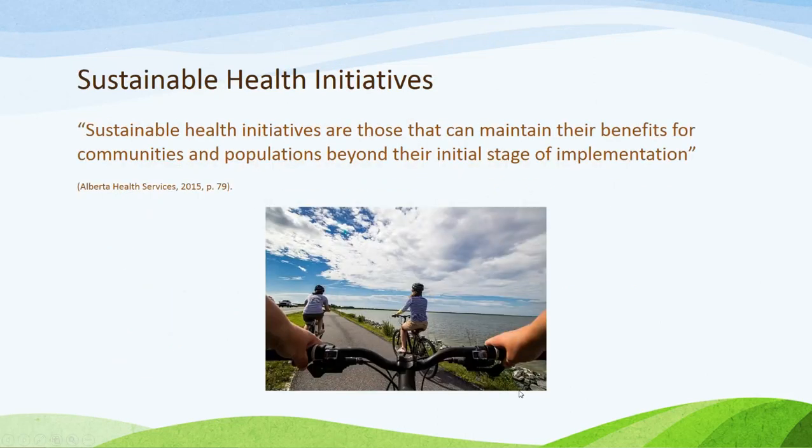Now, Alberta Health Services has defined what they see as a sustainable health initiative, and it's up here on the screen. Sustainable health initiatives are those that can maintain their benefits for communities and populations beyond their initial stage of implementation. So an example there is up on the screen, like a bicycle path. Any projects that involve building or construction come to an end, but the health benefits will continue as long as people continue to use that equipment. For example, they keep walking and biking along the pathways, or they use a playground you've put in, or they sit on benches with the sunshades over top.